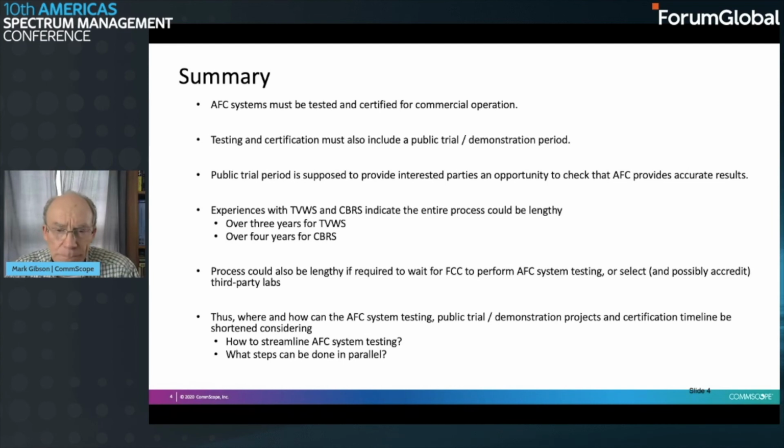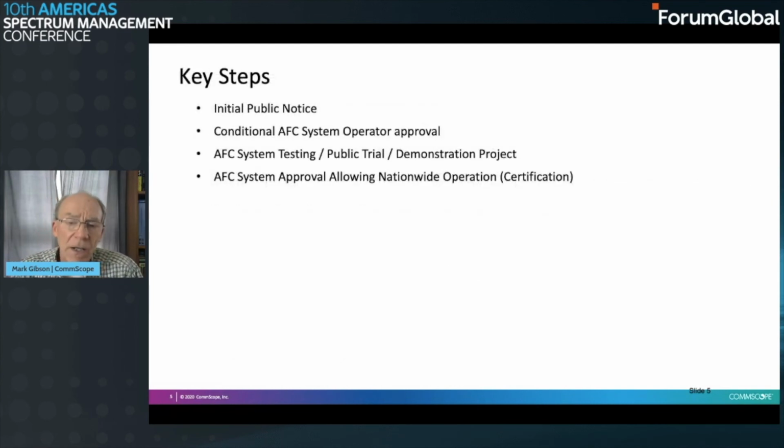So if you go to the next slide, we really just identify the 4 steps. There's the initial public notice, which has been issued. Then there's the conditional approval of the operators, which is what happens after the commission reviews the proposals for AFCs and the public comment. Then there's the testing period, the public trial and demonstration projects.